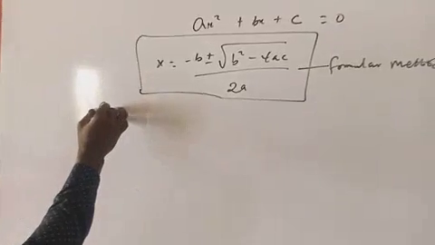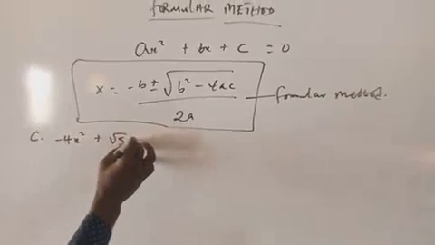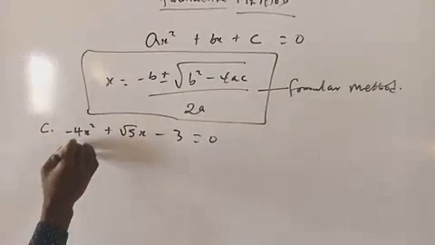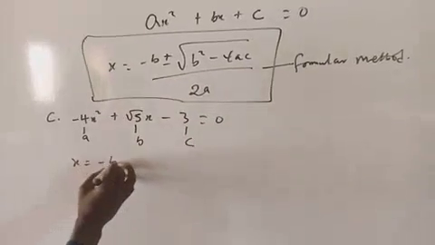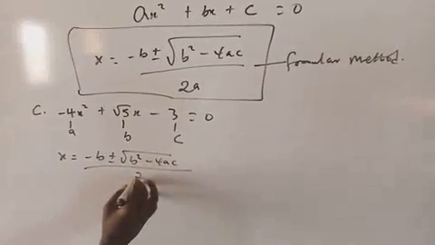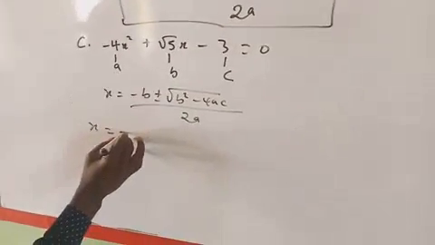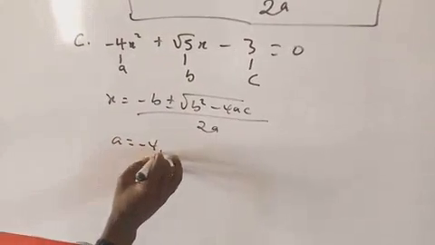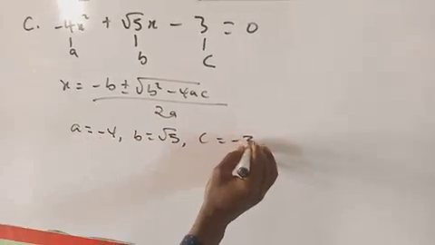Go. Okay, so we have C now, which is minus 4x squared plus square root of 5 x minus 3 equals 0. Quickly, of course, you know this is your A, this is your B, and this is your C. So let's have our formula: x equals minus B plus or minus the square root of B squared minus 4AC, all divided through by 2A. So I'm just going to substitute directly now. Let me state it out. My a is minus 4. My b is the square root of 5. Then my c is equal to minus 3.